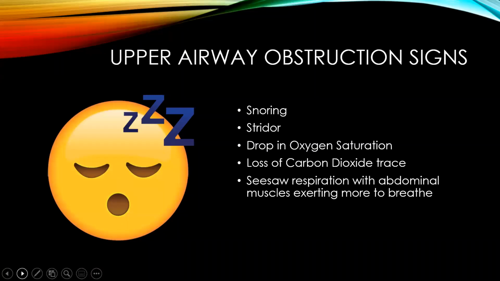We know there will be reduction in the tone of muscles with conscious sedation. This can lead to upper airway obstructions. Signs include snoring, stridor, drop in oxygen saturation, loss of carbon dioxide trace, and seesaw respiration with abdominal muscles exerting more to breathe. If these are not treated, the patient may go into respiratory failure. Patient must therefore be treated with supplemental oxygen, and in this case, the basic airway maneuvers with head tilt, chin lift, and airway adjuncts.